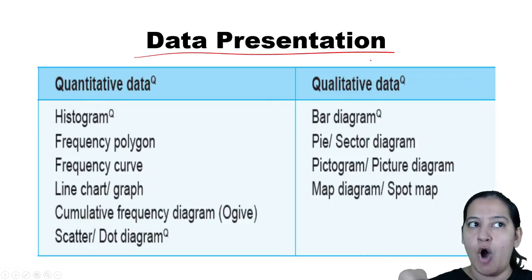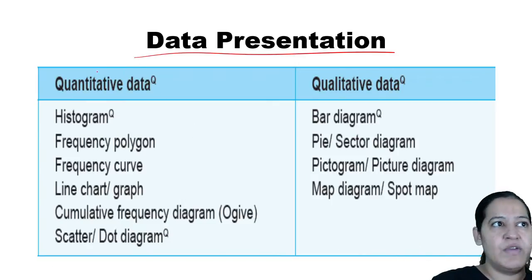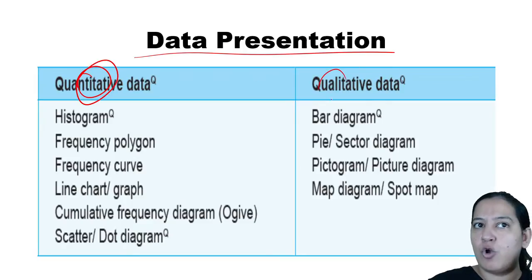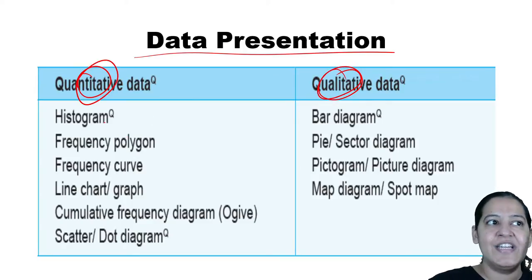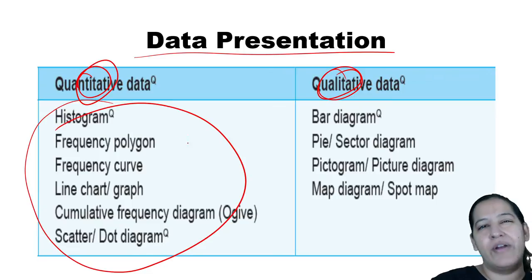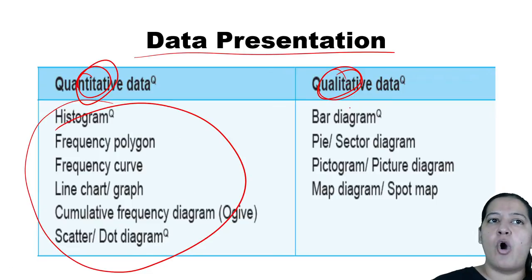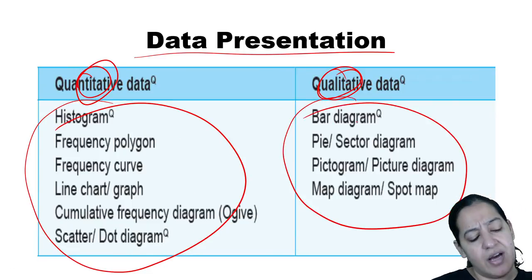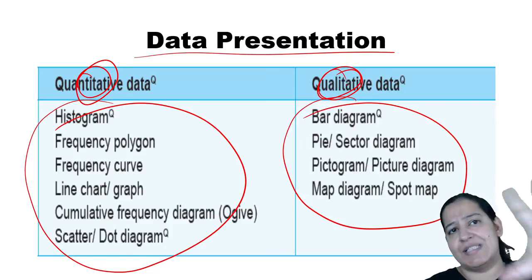So these are the ways in which we present the data. Of course, we have two types of data, quantitative and qualitative. For quantitative data, these are the ways. I'm not reading all of them; we already know it. And for qualitative data, these are the ways. We have done many numericals and MCQs based on this concept.